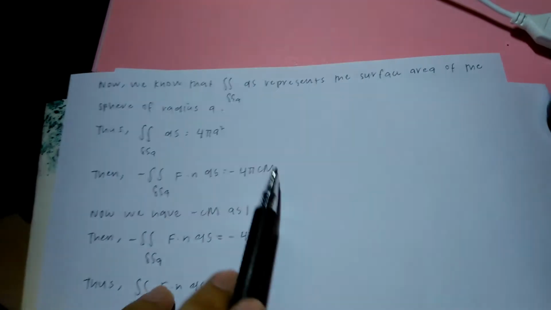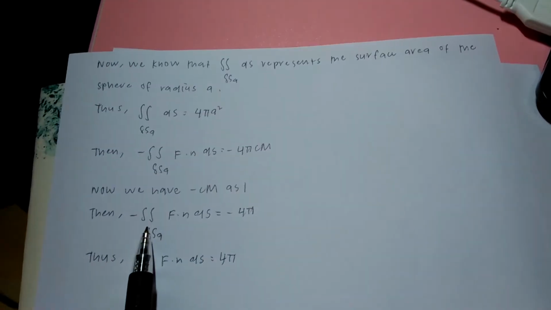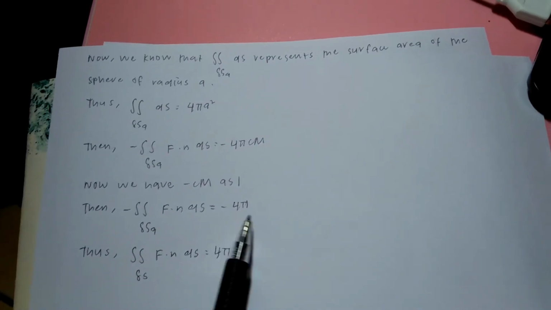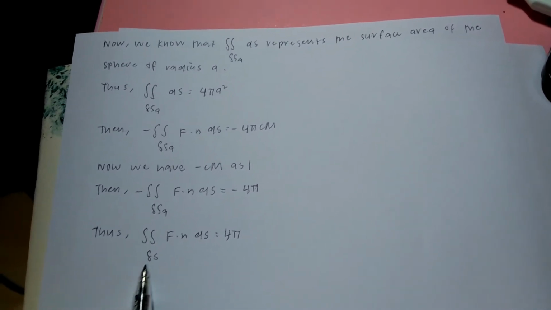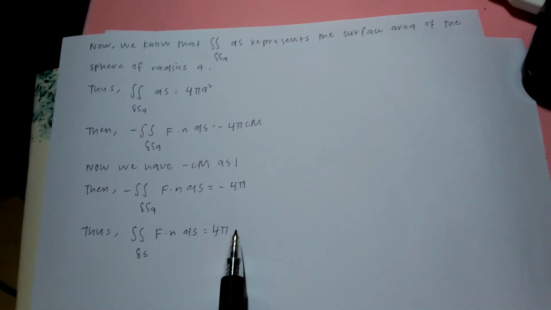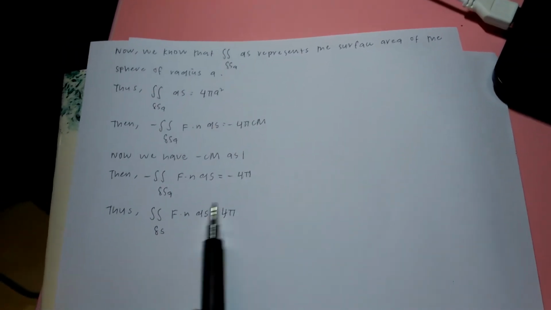Now we have minus cm as 1. Then the minus double integral fn ds is equals to minus 4 pi. So double integral fn ds in surface delta S is equals to 4 pi. So that is the final answer.